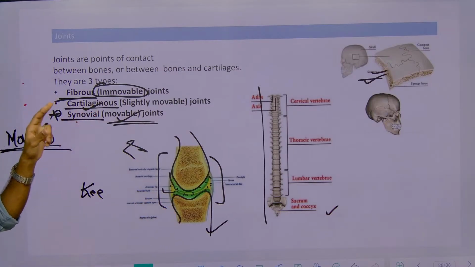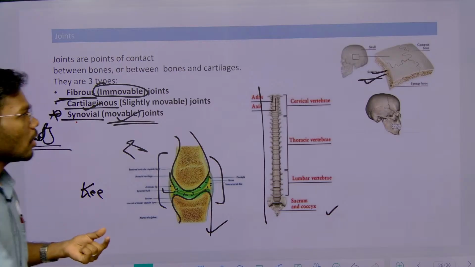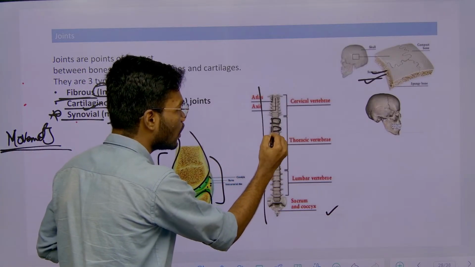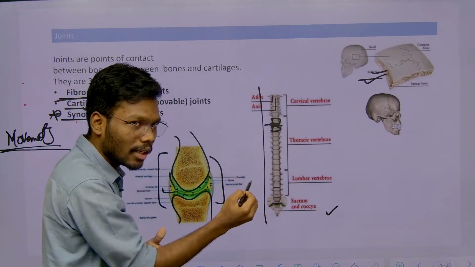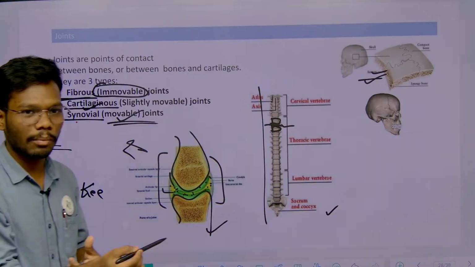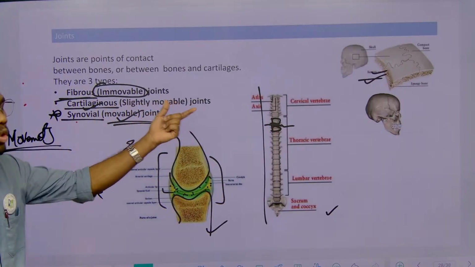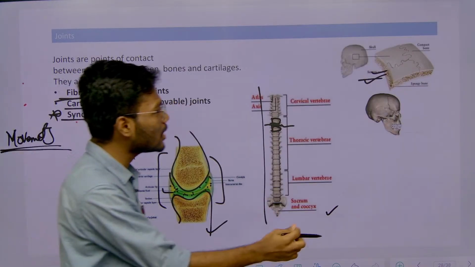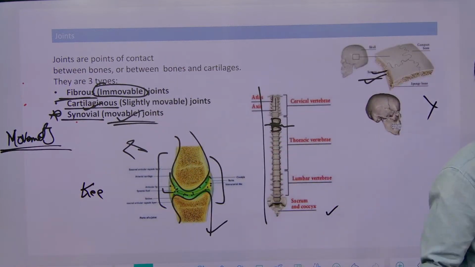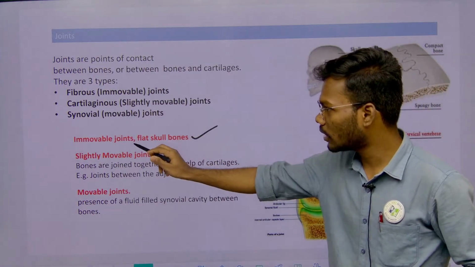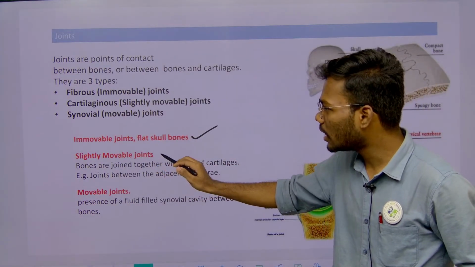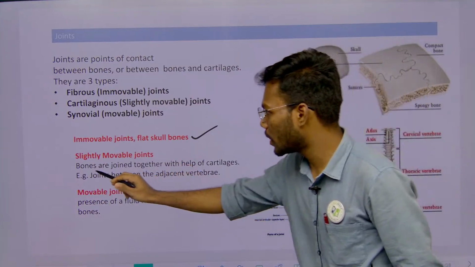And cartilaginous joint: in between two vertebrae this cartilage will be present. That's why we are able to bend. We are bending only 50%, so slightly movable joints are cartilaginous. And all the skull bones never move, so these are called what? Fibrous joints. Right? Three types of joints. So skull bones are fibrous joints, immovable joints.